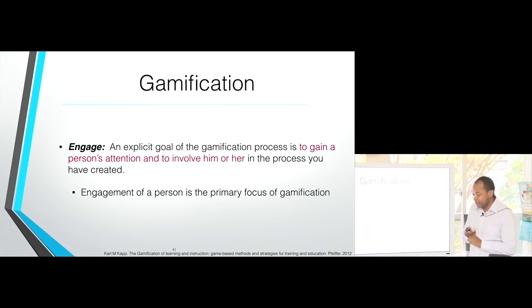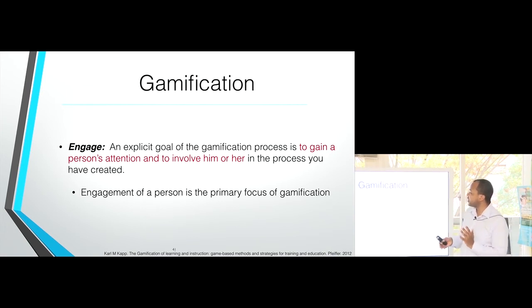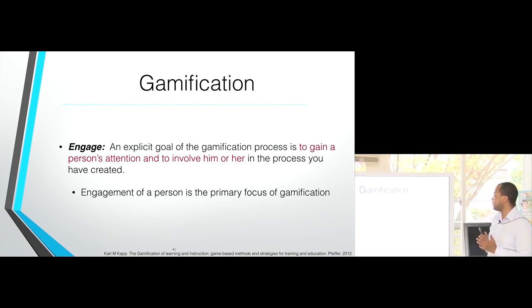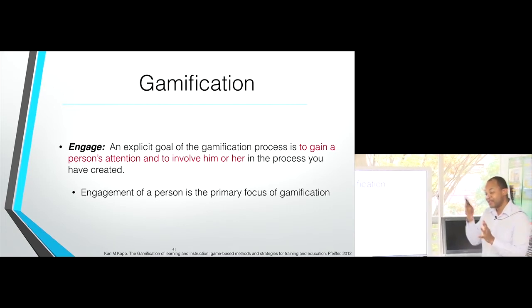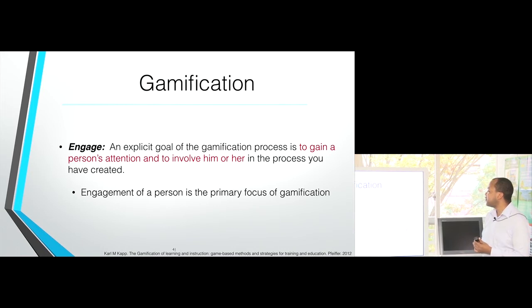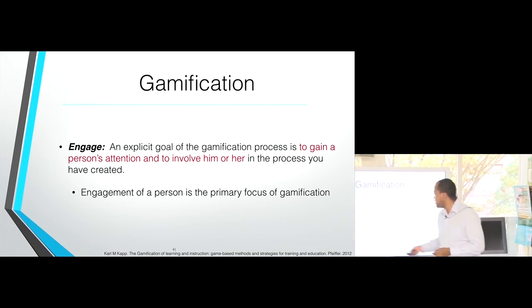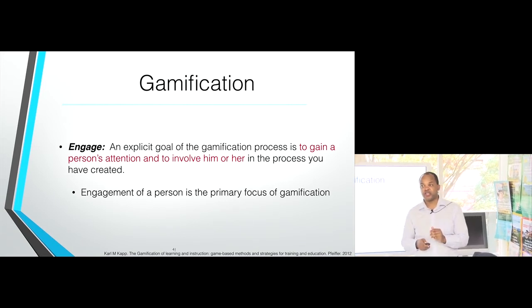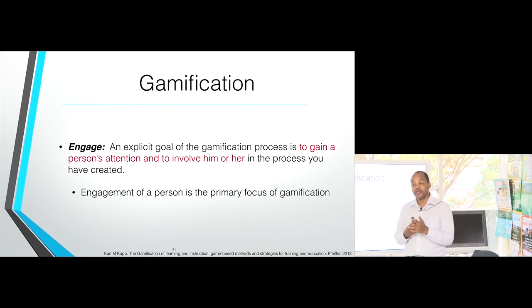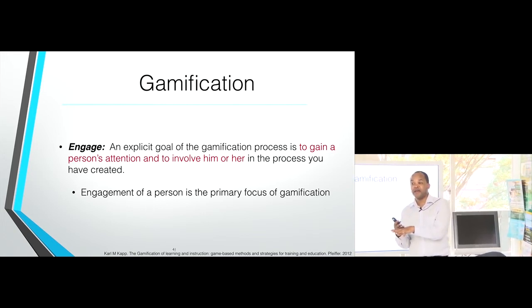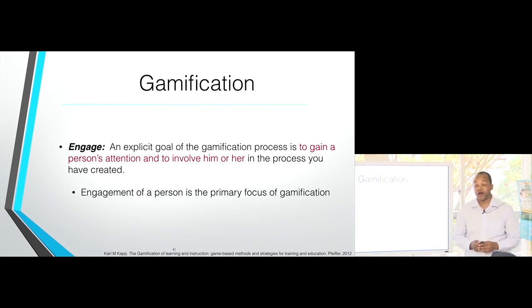Also, engagement is another big component of serious games or gamification. And an explicit goal of gamification is to gain a person's attention. Right, to gain a person's attention. And of course, to involve him or her in the process you have created. Engagement of a person is the primary purpose or focus of gamification. You will see two distinct serious games that try to achieve this in this class, and you'll get to observe how they do it, what makes people actually play the game and forget about everything else and just focus on playing the game. At that time, achieving health outcomes.